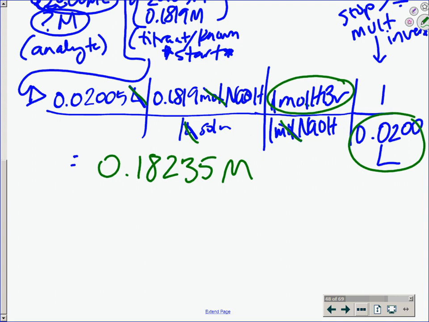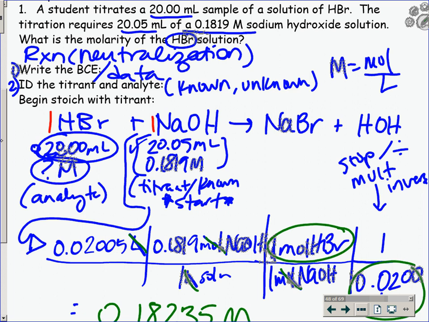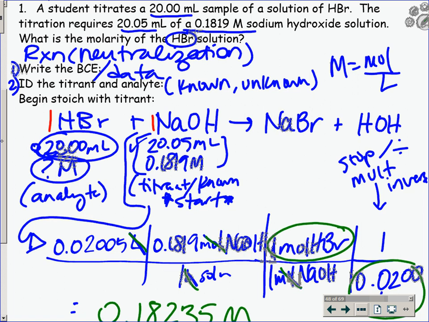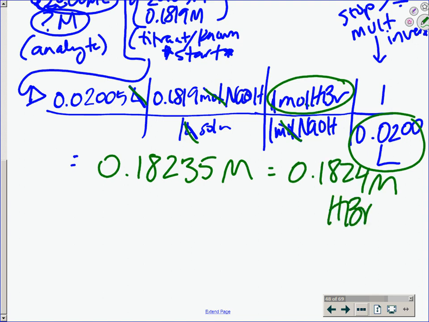How many significant figures do I need? Check the data. Look at the data: 4 sig figs. So 0.1824 molar HBr. Okay. So it's just reactions and stoichiometry. It's just in the phrasing of a titration. When you look at titrations, even if I don't know what this is, now you understand some experimental procedure. Give me a thumbs up if I can move on to the next example.